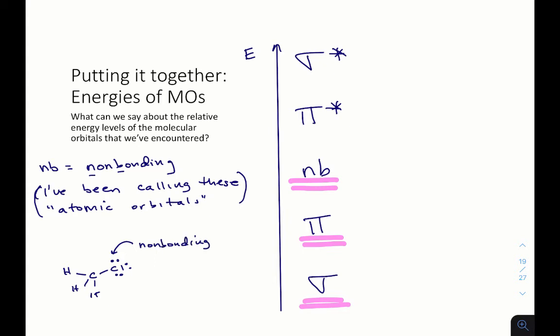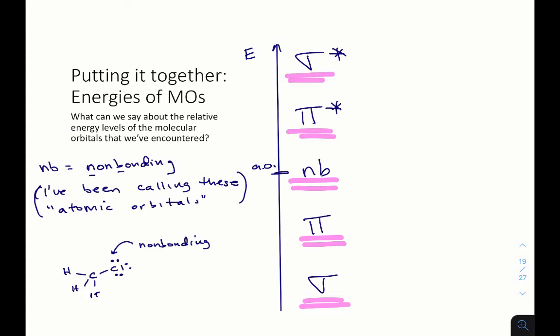As it turns out, technically, even non-bonding electrons, even lone pairs, are in molecular orbitals, and they have roughly the same energy as the starting atomic orbitals in our approximation. So I don't want you to get confused, but I'm going to transition to using the term non-bonding instead of atomic orbitals when I set the 0 point, the middle point of our energy diagram. Higher energy than non-bonding or atomic orbitals are pi star, and then the highest energy is sigma star orbitals.